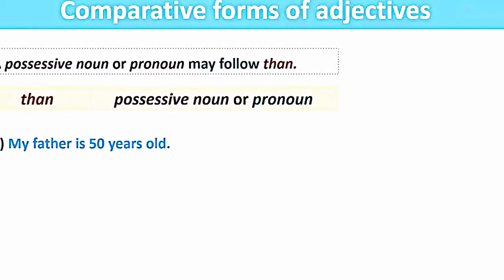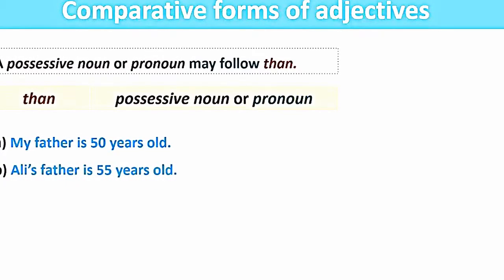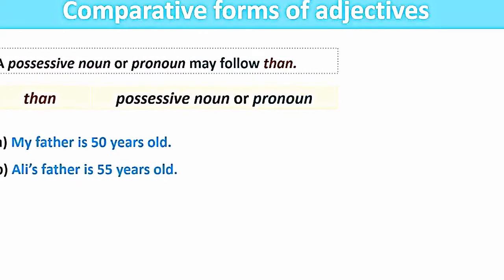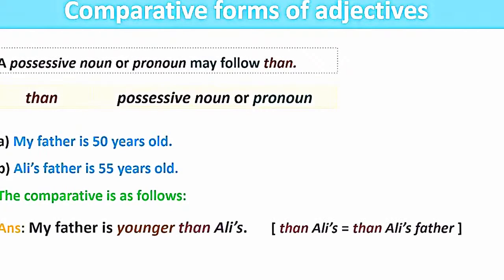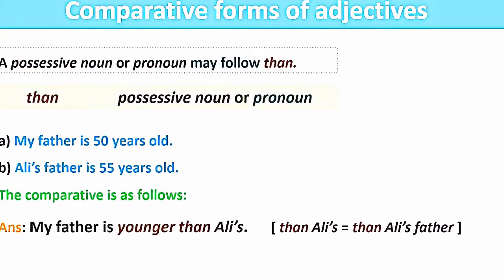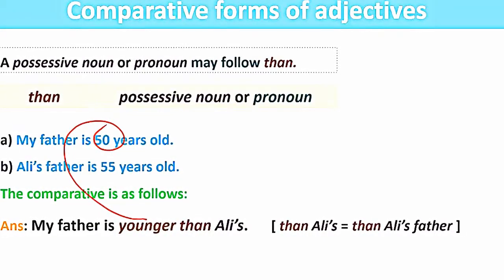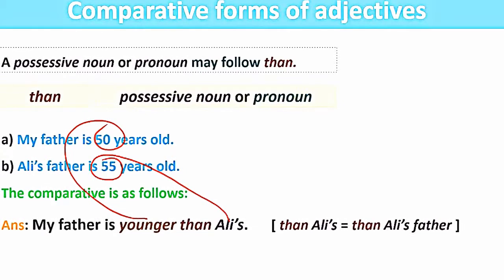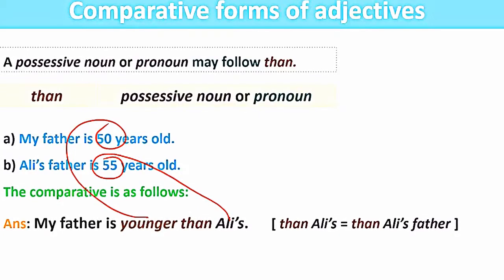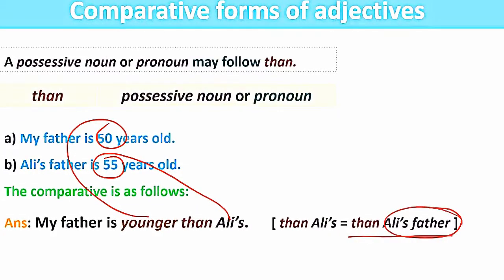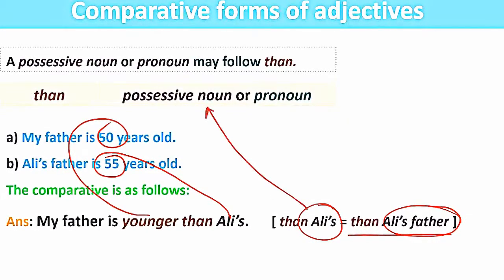Examples. My father is 50 years old. Ali's father is 55 years old. If we compare these two sentences, the comparative is as follows. My father is younger than Ali's. My father is 50 years old and Ali's father is 55 years old. So, my father is younger than Ali's. We do not write than Ali's father. We write than Ali's, and it is a possessive noun.